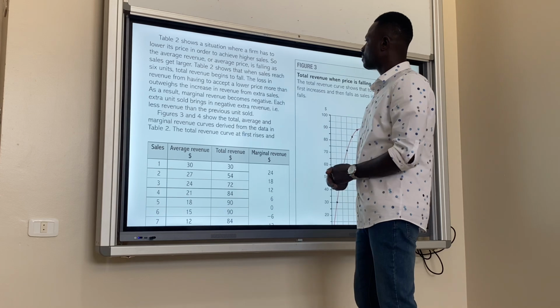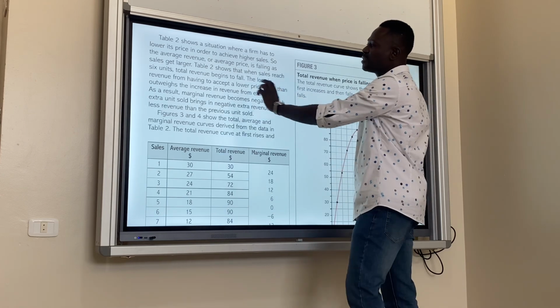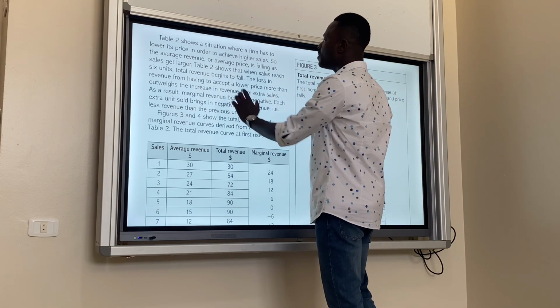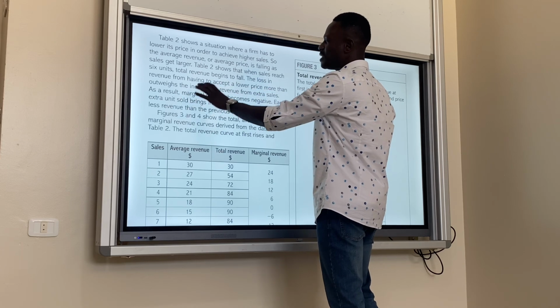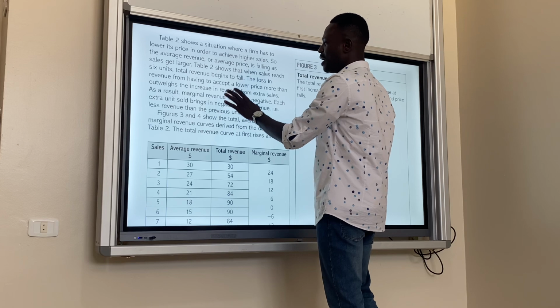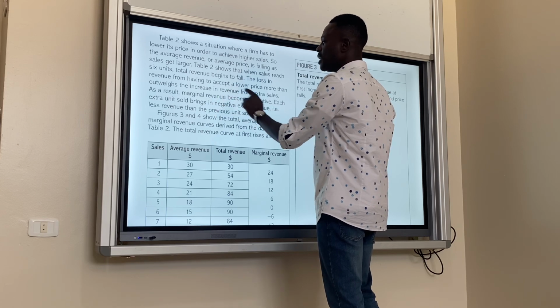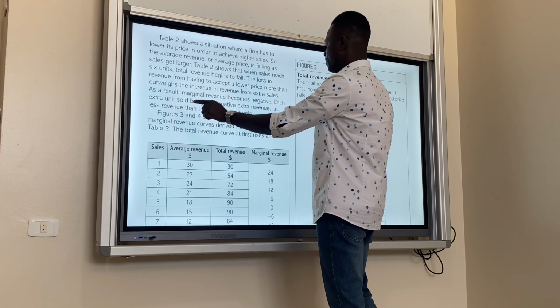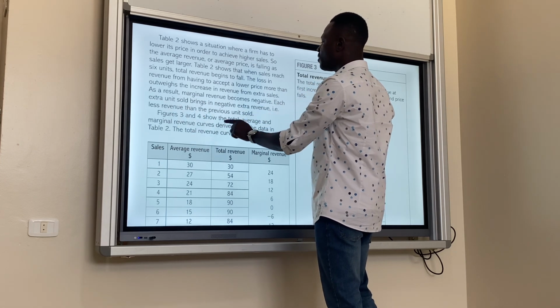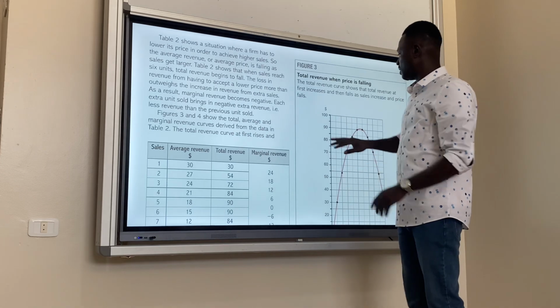So let's continue reading. Table 2 shows that when sales reach 6 units, total revenue begins to fall. The loss in revenue from having to accept a lower price more than outweighs the increase in revenue from extra sales. As a result, marginal revenue becomes negative. Each extra unit sold brings in negative extra revenue, in essence, less revenue than the previous unit sold. So I am going to explain this.